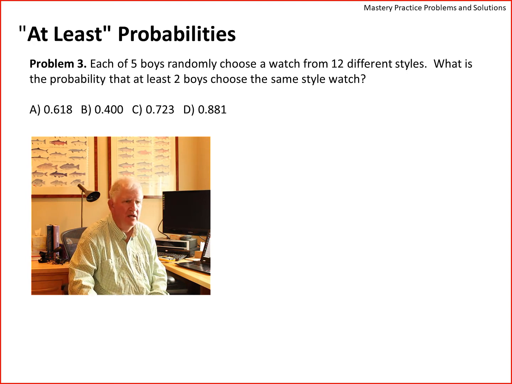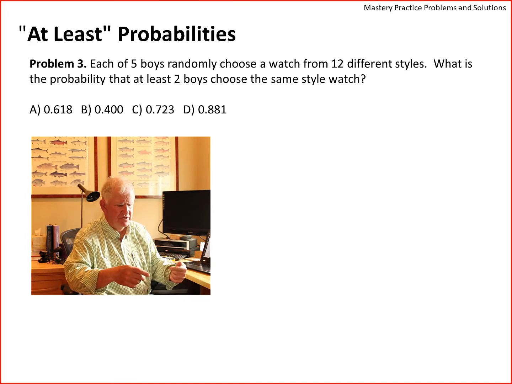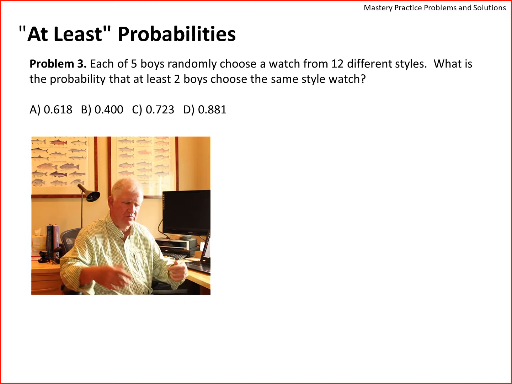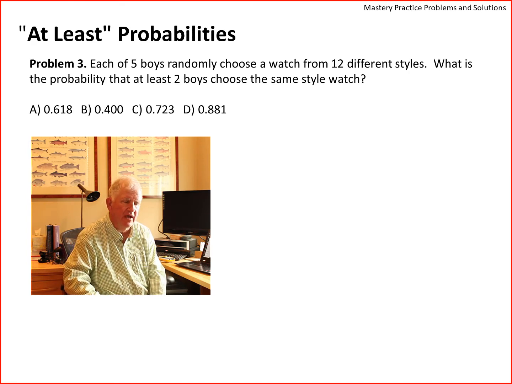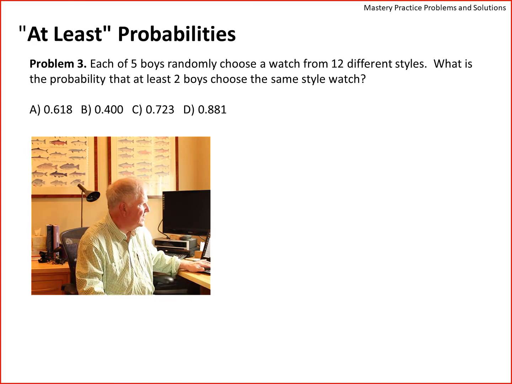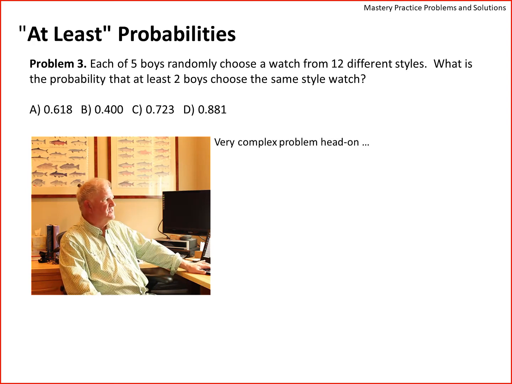And oh, by the way, the probability that 2 boys match, well, is it the first boy and the second boy, or the second boy and the third boy, or the first boy and the fifth? You've got to take all of those considerations into account. It's, as before, a very complex problem head on. And so instead, let's attack these "at least" problems by using the complement.